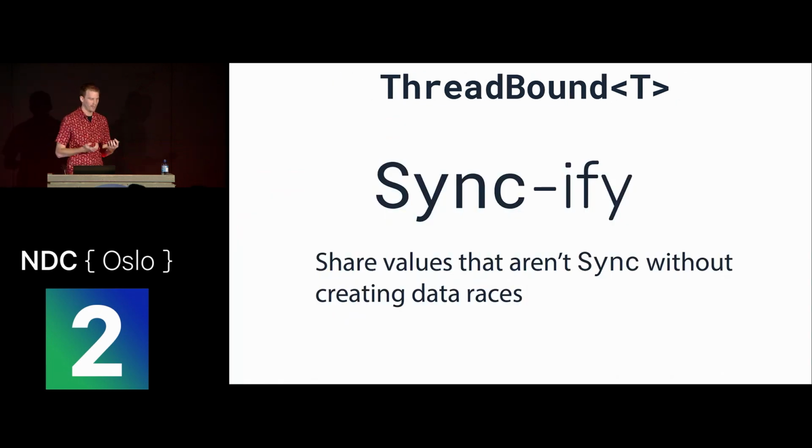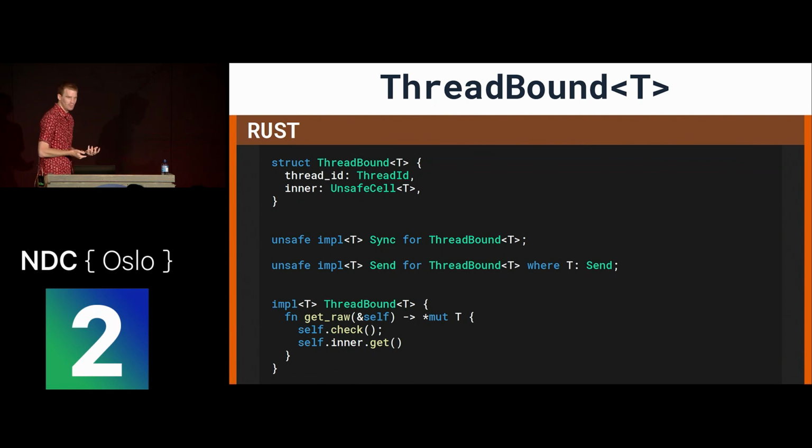So how does that actually work? How are we able to get an exclusive reference out of a handle that might be shared from multiple threads? The answer is through ThreadBound. ThreadBound is this kind of weird type. It allows us to share values without creating data races by binding them to the thread that originally created them. So it's only possible to pull a reference out of our ThreadBound from the thread that originally allocated it.